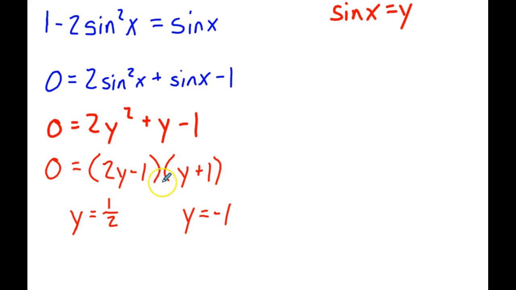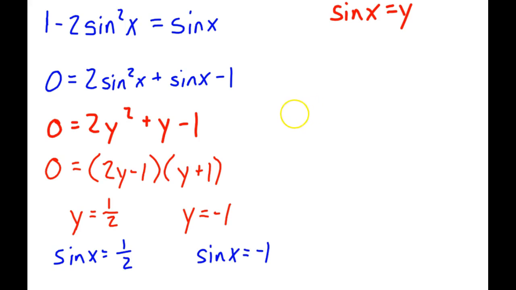Now using the zero product property, we set each of these factors equal to 0 to solve for y. So we get y equals 1/2 and y equals negative 1. Now we can go back and substitute sine of x in for y. So we know that the sine of x is equal to 1/2 and the sine of x is equal to negative 1.